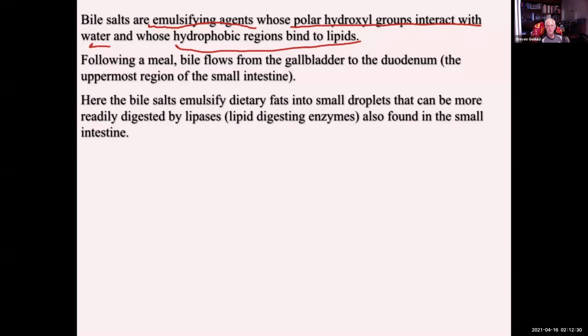Here, the bile salts emulsify dietary fats into small droplets. Remember, they break them down. They form micelles, those groups around them, being readily digested by lipases. Lipases are enzymes that break down lipids. Okay, those are also found in the small intestine.